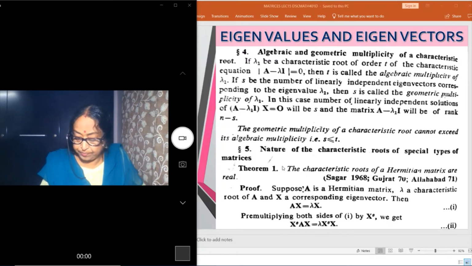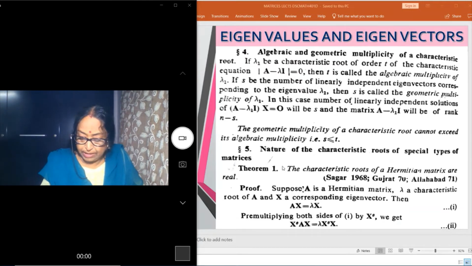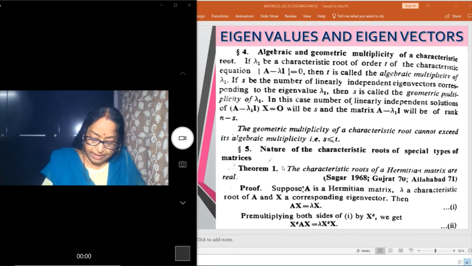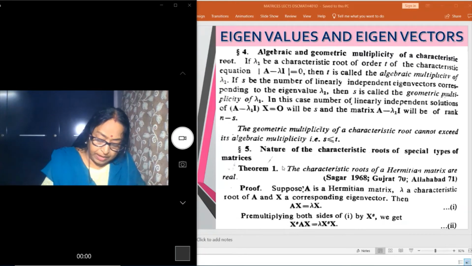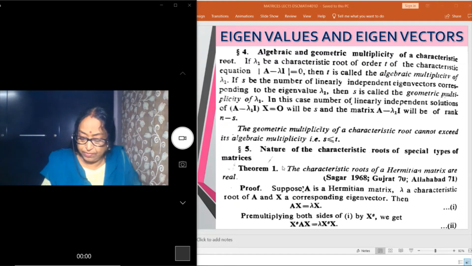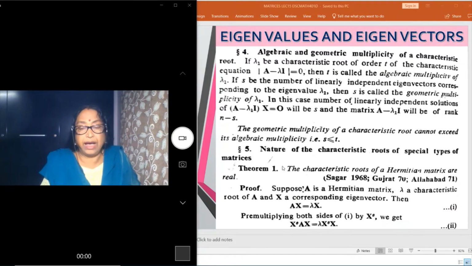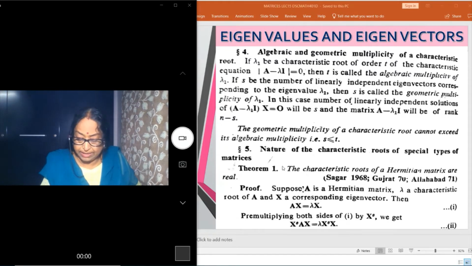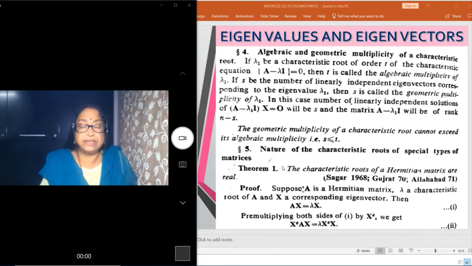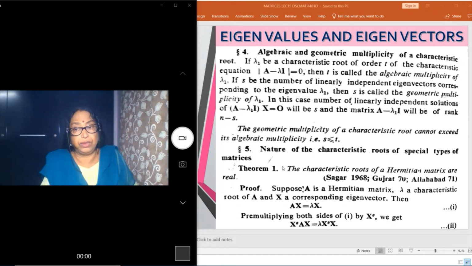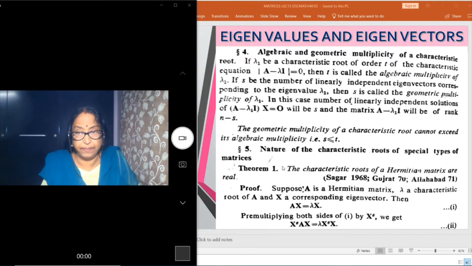The geometric multiplicity of a characteristic root cannot exceed the algebraic multiplicity, that is, s is always less than or equal to t. When we do the problems, it will be clear.